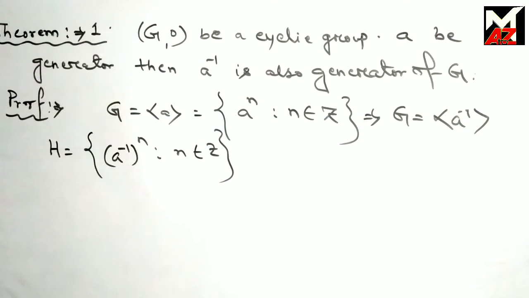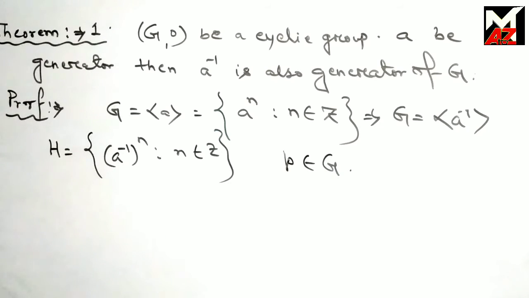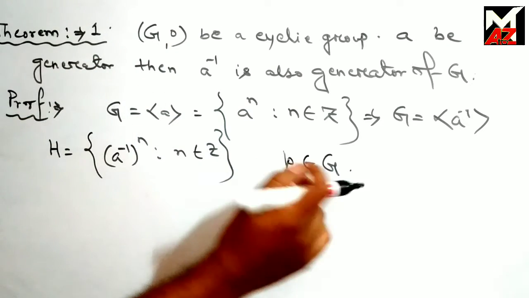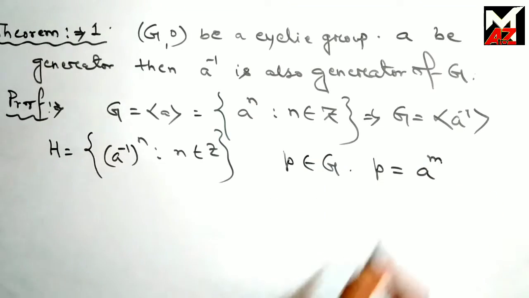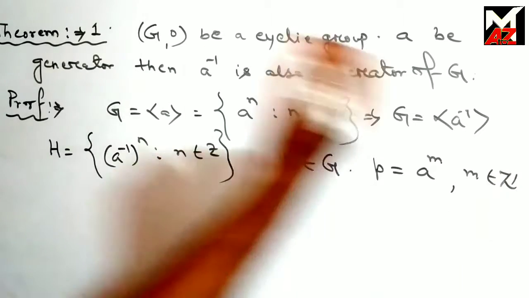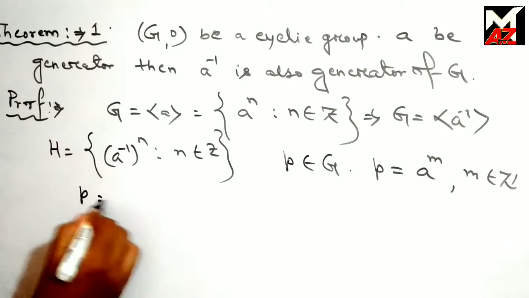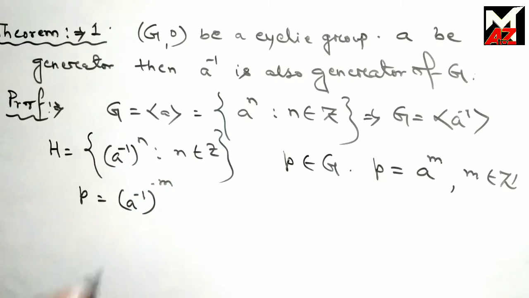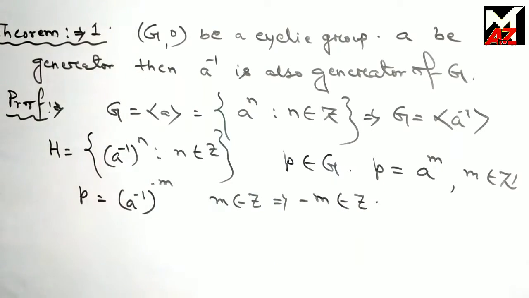Now we first let any element from G. Let P be an element of G. Since G is generated by a, the form of P must be a to the power m, where m is an integer, right? And we can write P as a to the power minus 1, whole to the power minus m. And since m belongs to Z, obviously minus m also belongs to Z.